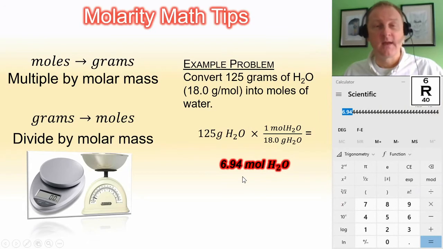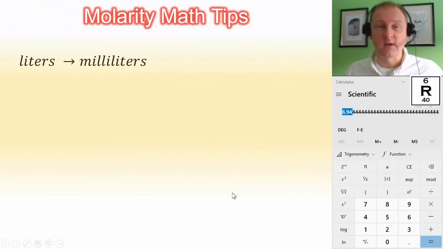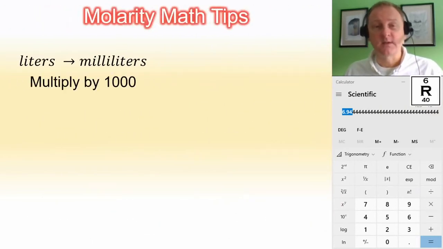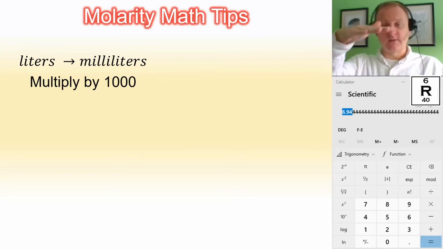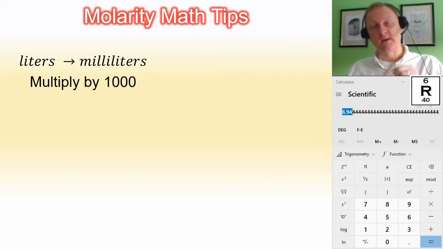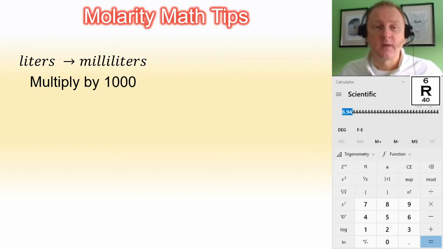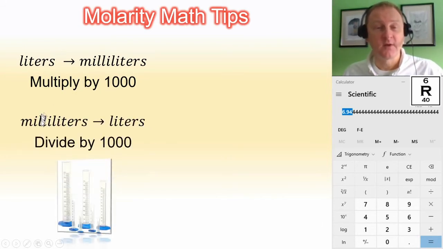Let's take a look at another important thing that we're dealing with when we talk about molarity. We talk about solutions. In lab, we usually measure things in milliliters. A liter is a liter, you know what a liter of water is. We usually measure things in milliliters in our chemistry lab. So converting liters to milliliters, you would multiply by 1,000. There are 1,000 milliliters in a liter. If you have to convert liters to milliliters, multiply by 1,000. And if you have to convert milliliters into liters, you divide by 1,000.